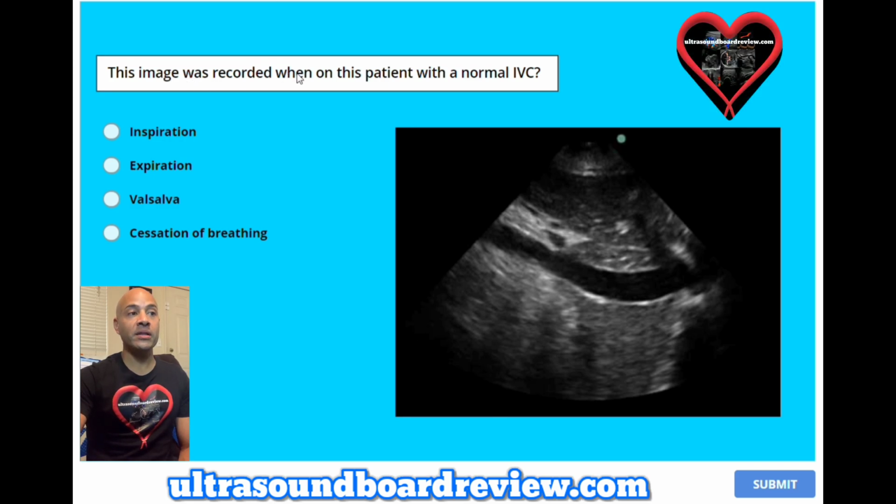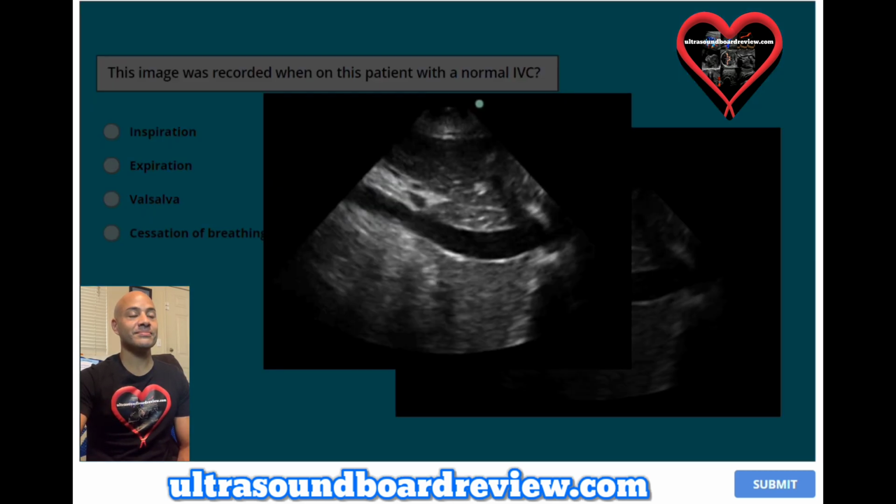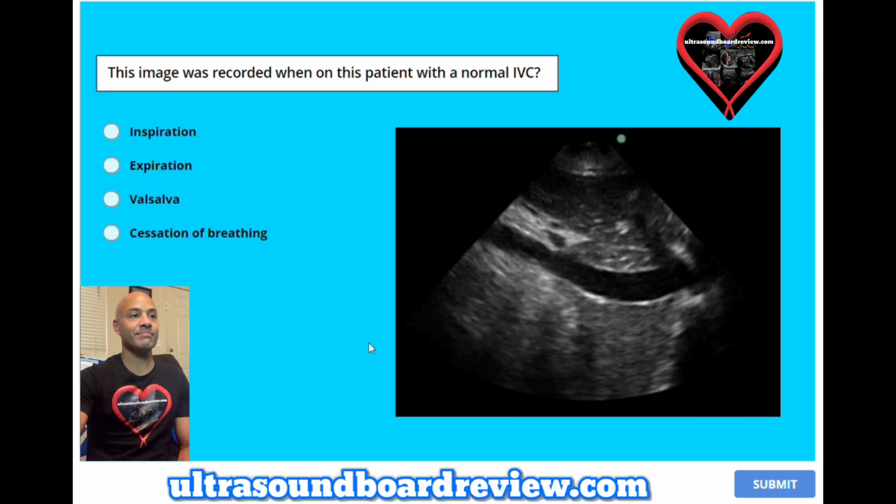This image was recorded when on this patient with a normal IVC? A, inspiration, B, expiration, C, Valsalva, or D, cessation of breathing. The answer is B, expiration.